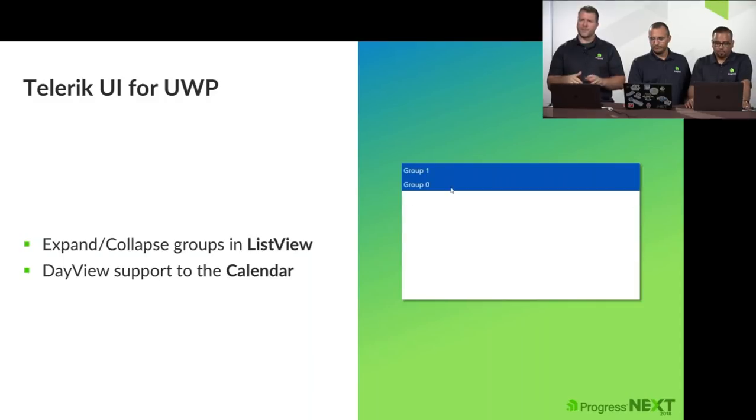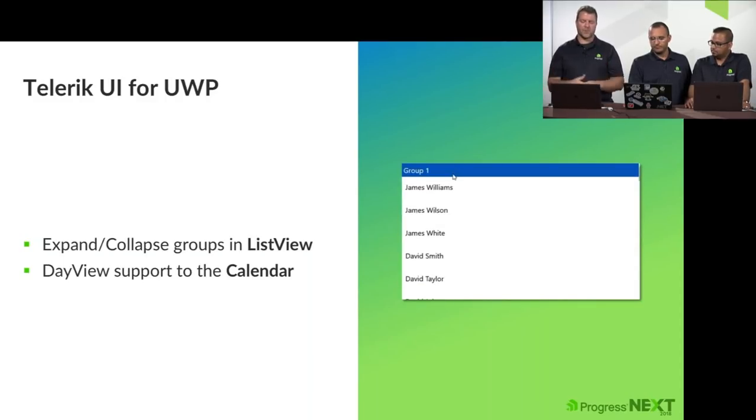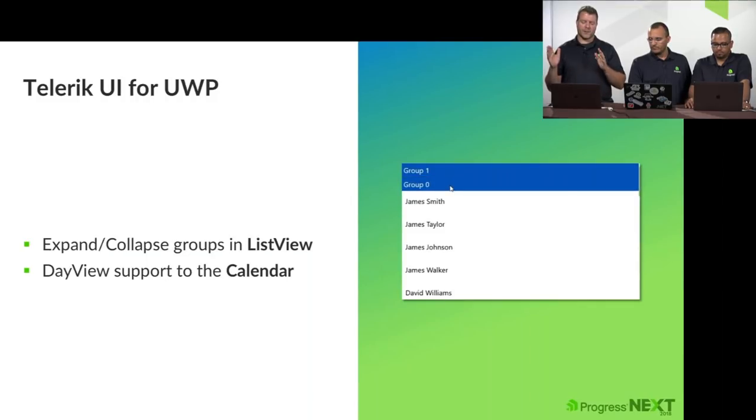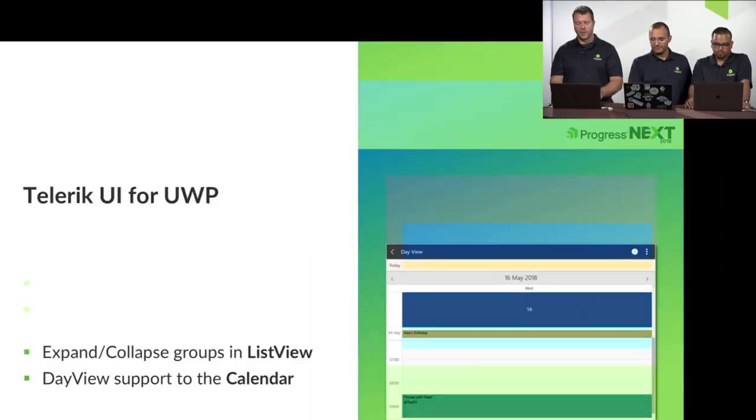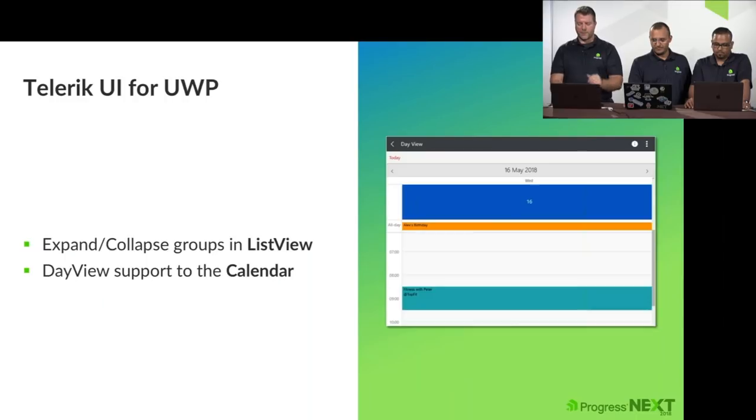So just some minor updates for Telerik UI for UWP. We've added the ability to collapse and expand groups within the ListView. And then obviously the DayView support that you saw earlier in the scheduler applies also to the calendar that's in UWP. So that's this view here.